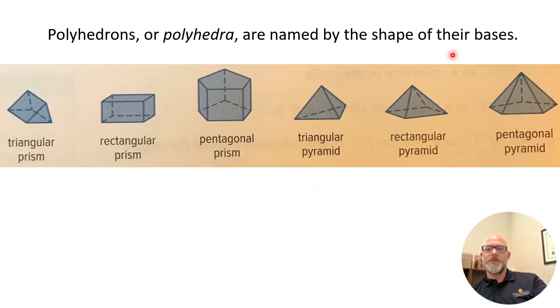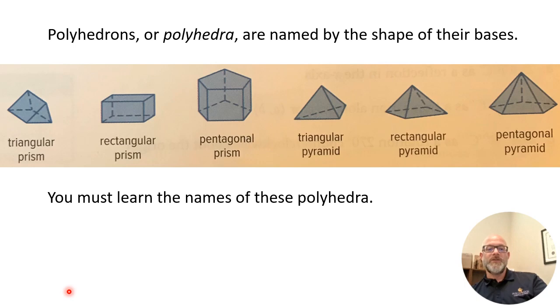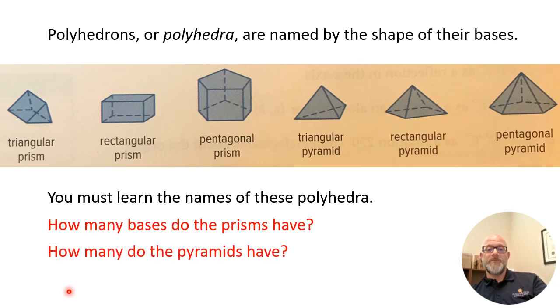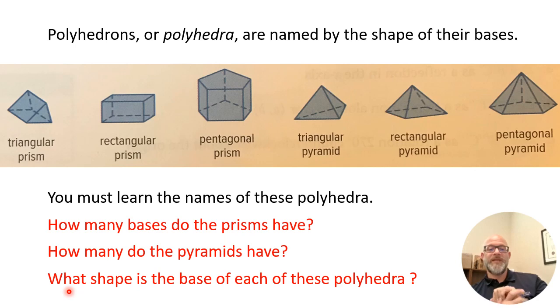These are pyramids. They each have one base and that common vertex, and the base here is a triangle, a rectangle, and a pentagon, hence the names. So you must learn the names of these polyhedra. Only you can memorize them. You must memorize them. How many bases do the prisms have? How many do the pyramids have? And what shape is the base of each of the 6 polyhedra? You want to pause the video and ask yourself the answers to those questions now.